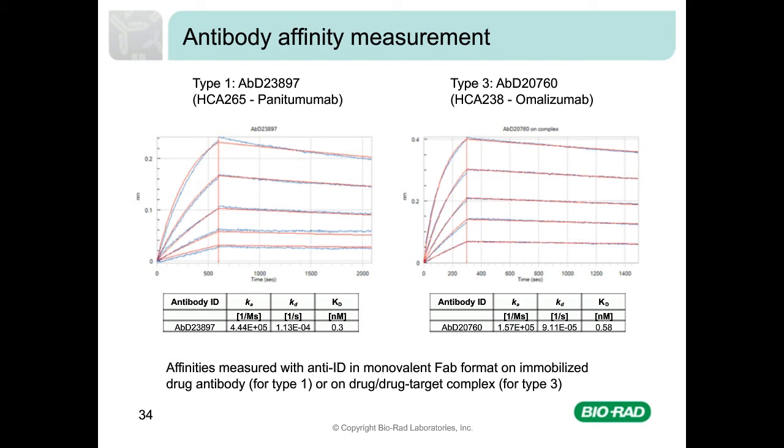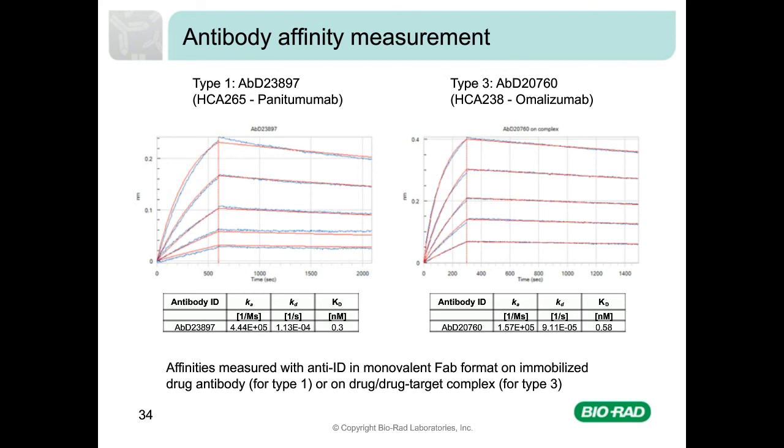Examples are shown for an inhibitory anti-idiotypic antibody on the left and a specialized drug target complex specific antibody on the right. We use the monovalent Fab format for affinity determination, as the measured affinity then truly reflects the intrinsic antigen binding affinity due to the monovalent interaction with the antigen. Knowing the affinity of an antibody can give the assay developer an indication of the sensitivity of an assay that might be achieved.